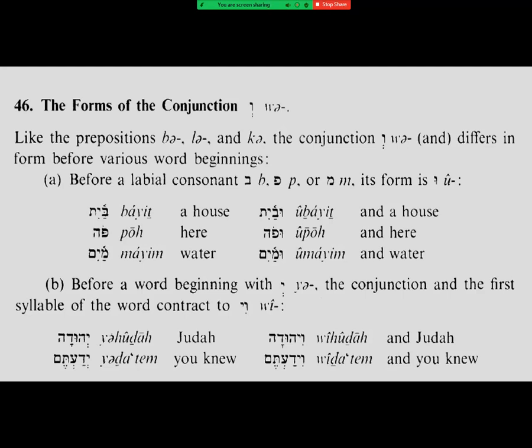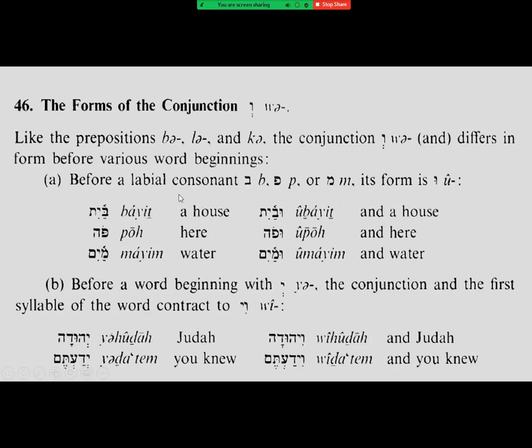You need ba and pa and ma with that. And in that case, before you put the u instead of the va. So here's the b. So bait, instead of va bait, it's u bait. Instead of po, that's the f sound or the pa sound, it's ufo. Instead of the m maim, it's umaim, and water and here and a house.